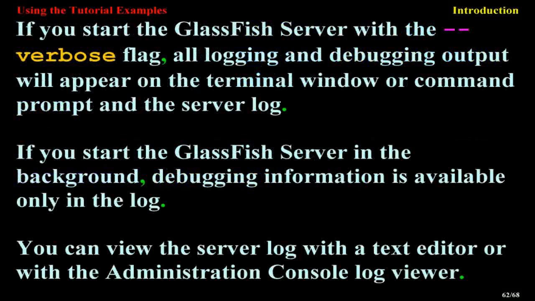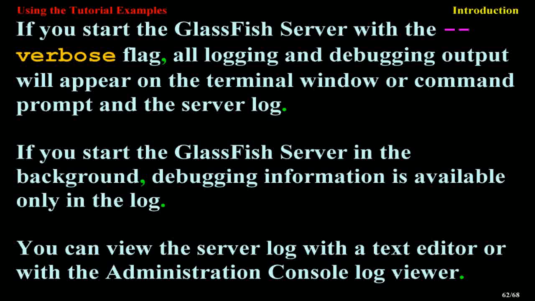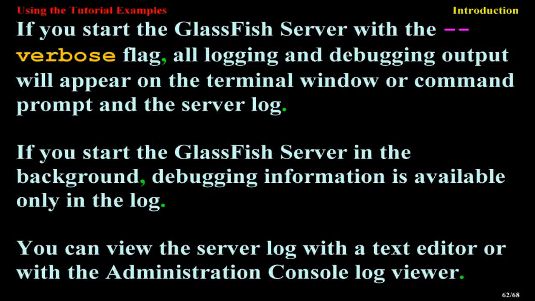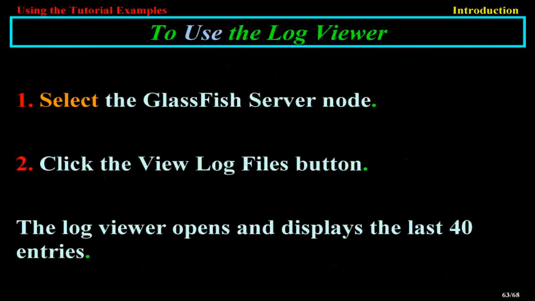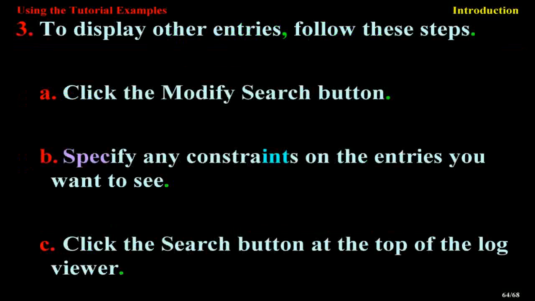If you start the GlassFish server with a verbose flag, all logging and debugging output will appear on the terminal window or command prompt and in the server log. If you start the GlassFish server in the background, debugging information is available only in the log. You can view the server log with a text editor or with the Administration Console log viewer. To use the log viewer, select the GlassFish server node. Click the View Log Files button. The log viewer opens and displays the last 40 entries. To display other entries, follow these steps.